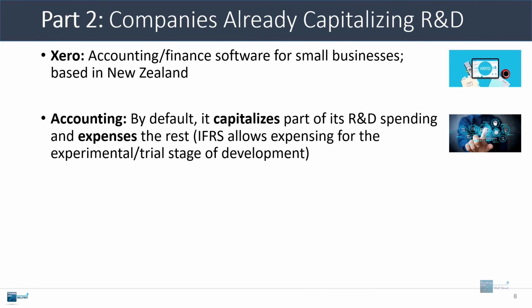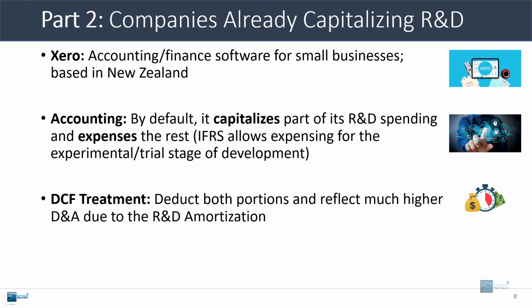But then once the company decides to actually develop something specific and spend money on it, then that should be capitalized. So you will see a lot of international companies that expense part of their R&D and then capitalize the remaining portion. In a discounted cash flow model, you subtract both elements here, the capitalized part and the expense part. You also have to reflect a higher depreciation and amortization because of the R&D amortization that's now included. And of course, with this, only the expense portion is actually tax deductible.